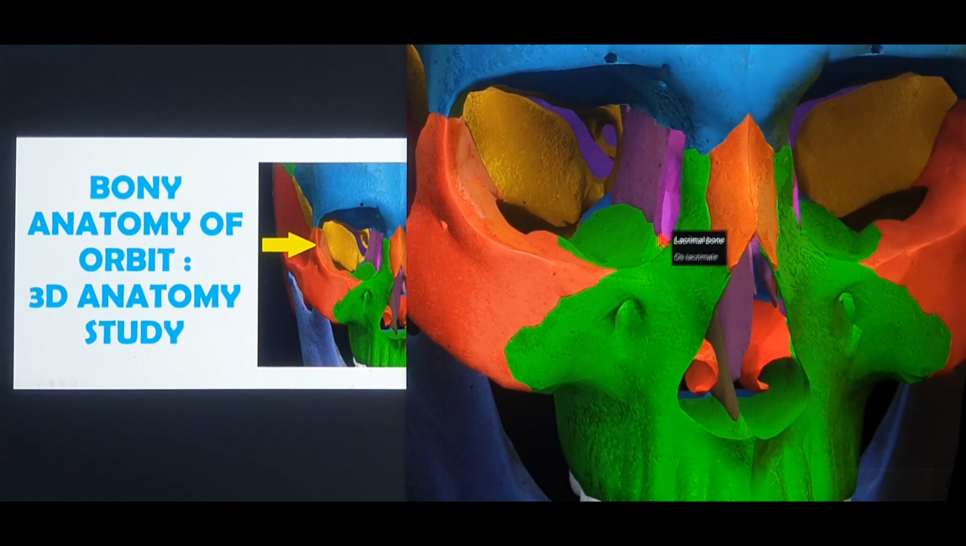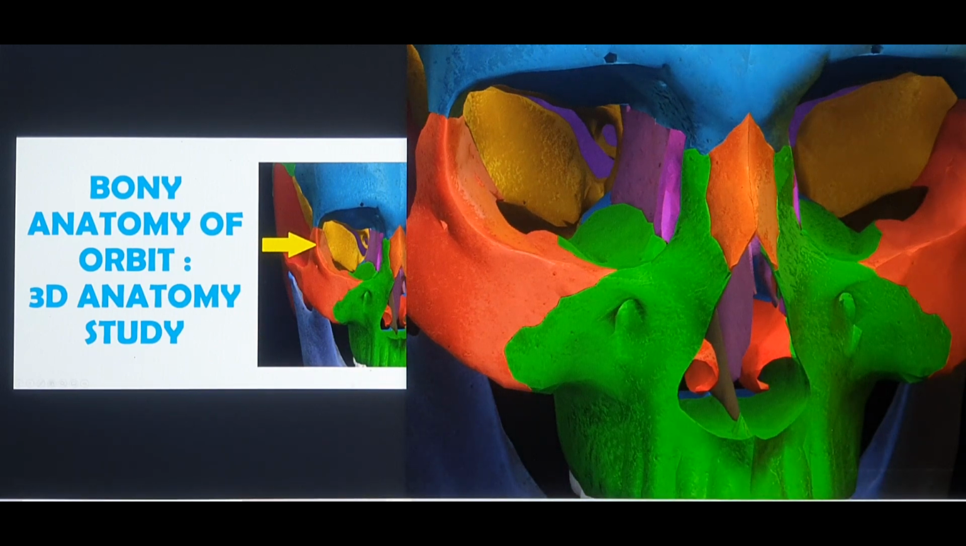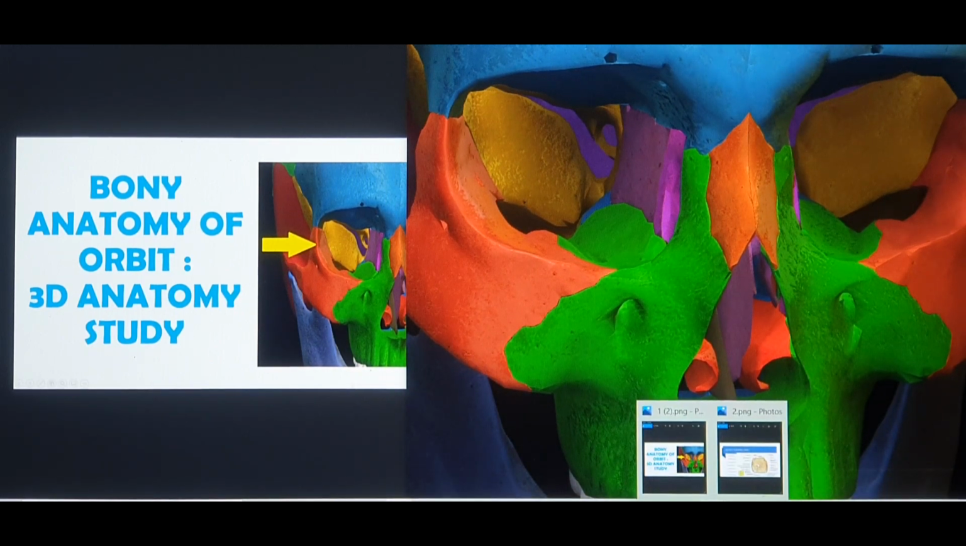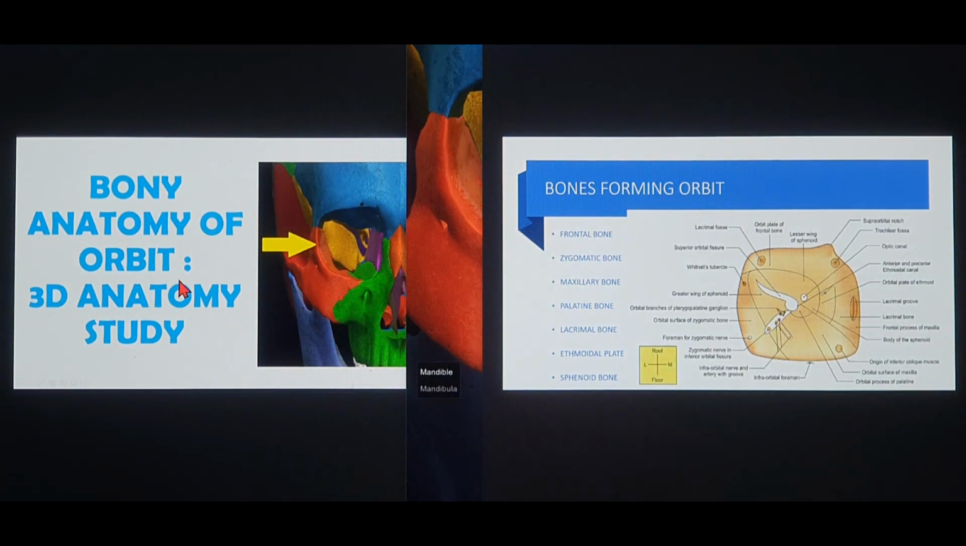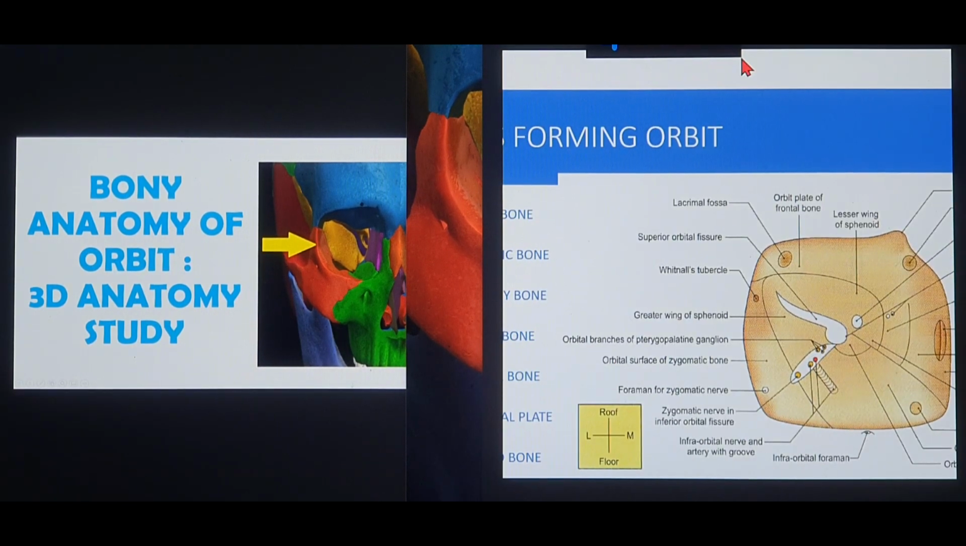So let's begin. I'm going to go through specific points as in which bones form the anatomy and which bones are in relation to the orbital cavity. My first point is going to be about the bones forming the orbit. If I can just zoom this for you guys, as you can see over here.